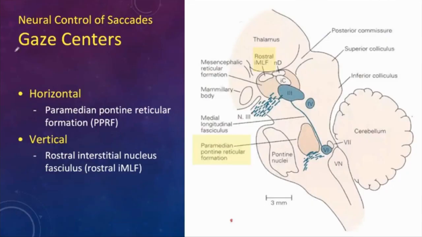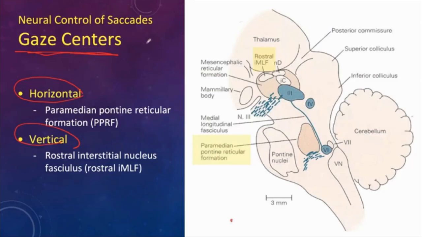Here are the gaze centers. The gaze centers are either the horizontal, or parapontine reticular formation, and the vertical, which is called the rostral interstitial medial longitudinal fasciculus. The horizontal controls the horizontal eye movement, which basically controls the connection between the lateral and the medial recti, while the vertical is more complex as it connects the superior and inferior recti and the superior and inferior obliques.